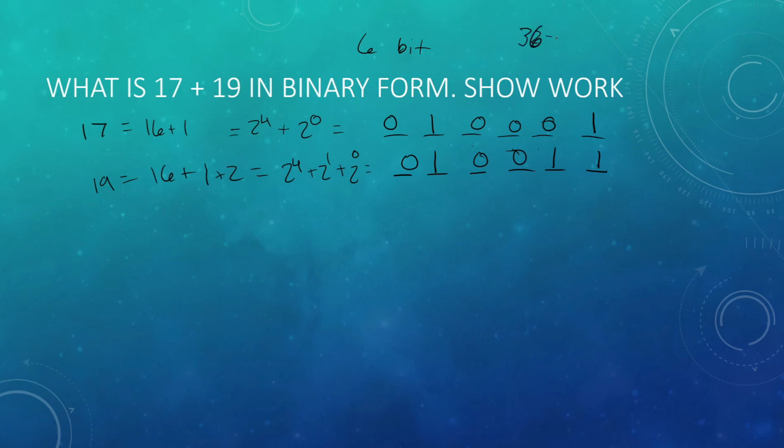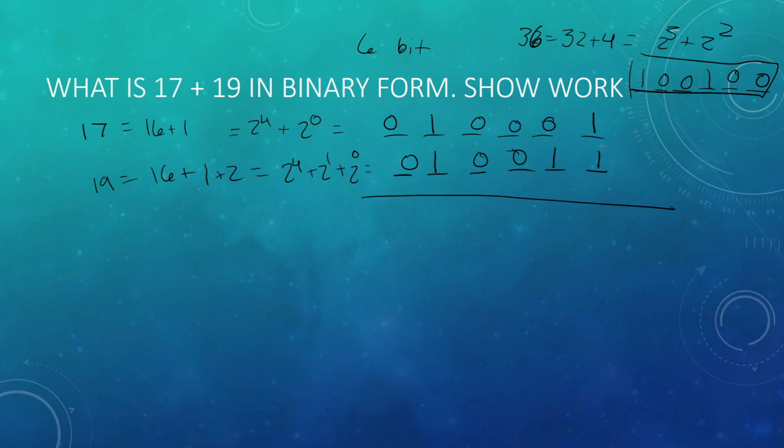36 equals 32 plus 4, which is 2 to the 5, and plus 2 to the 2. 1, 2, 3, 4, 5, 6. 1 and 1. So this looks like it should be our answer, but let's go through it anyways. Let's go through the motions.